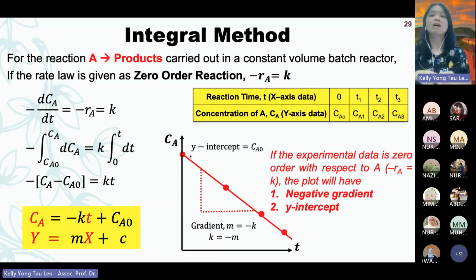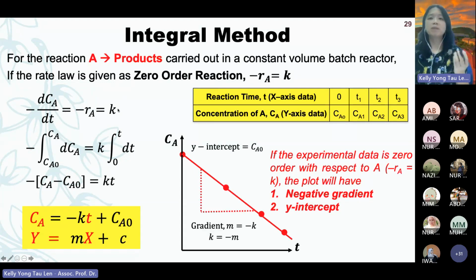Okay, so I will not explain the derivation in detail. What's more important is understanding the final equation. In fact, the final equation is also given to you, so you don't have to worry. But you have to understand what the zero order equation is, what the first order equation is, and what the second order equation is. So for zero order, meaning alpha is zero, we will get the integral equation as CA equals minus kt plus CA naught.